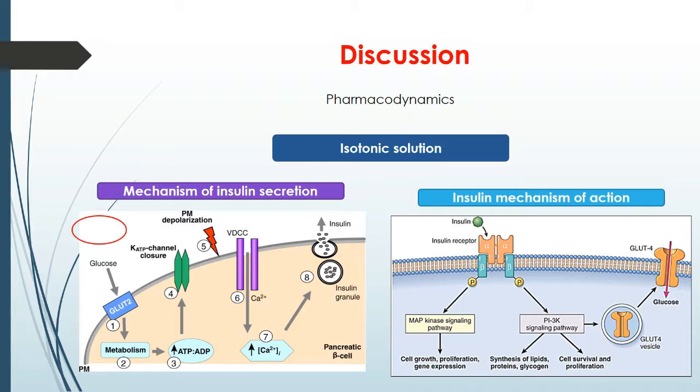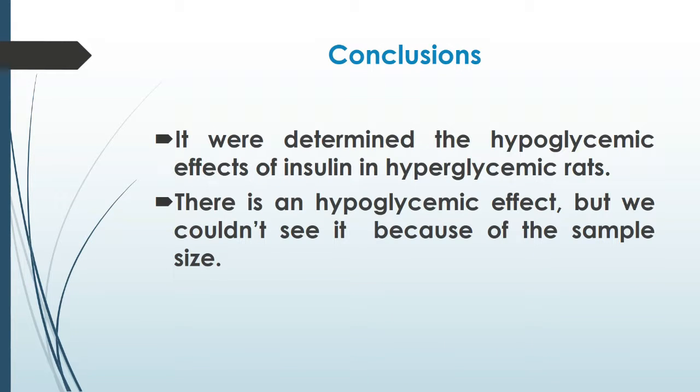In the case of the isotonic solution, its function was to dilute blood plasma and, because of that, decrease the glucose levels in blood plasma, but only slightly. As a conclusion, the hypoglycemic effects of insulin in hyperglycemic rats were determined. There is a hypoglycemic effect, but we couldn't see it because of the sample size.